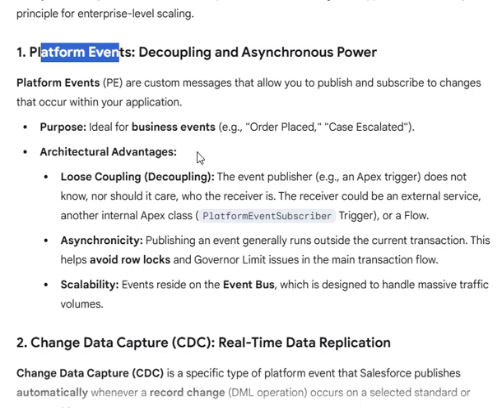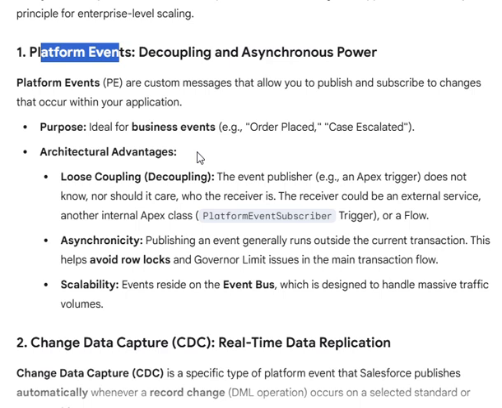And it allows us to make asynchronous work, because publishing an event generally runs outside of the current transaction, right? So it helps us to avoid row locks and limits related to the transaction flow. It also allows us to scale our system, for example, events reside on the event bus, which is designed to handle massive traffic volume. So that means we should not reach the limits, plus it gives us a separate transaction, right?